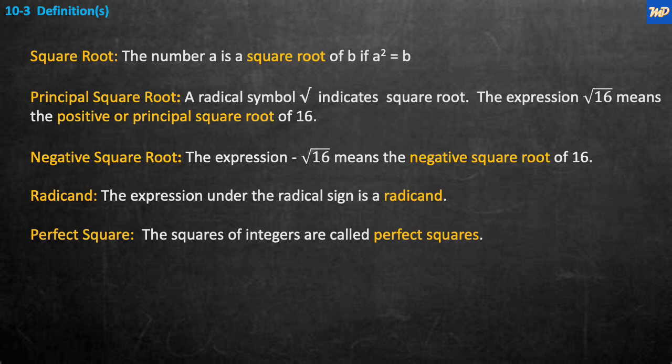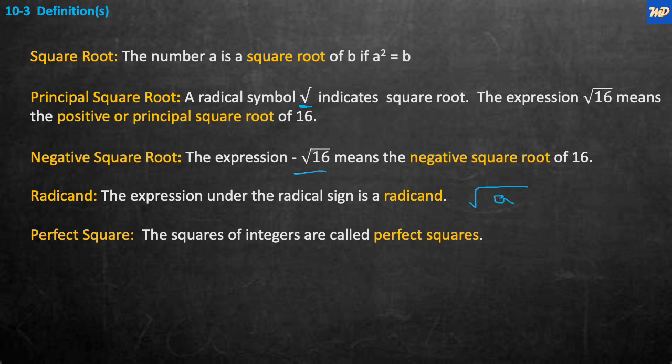A principal square root, a radical symbol, the symbol of the square root sign, you see that it's right here. The radical symbol indicates square root. The expression, the square root of 16, means the positive or principal square root of 16. A negative square root: the expression negative square root of 16 means the negative square root of 16. The radicand: the expression under the radical sign is the radicand. So if this is the radical sign, the number here, a, is the radicand.